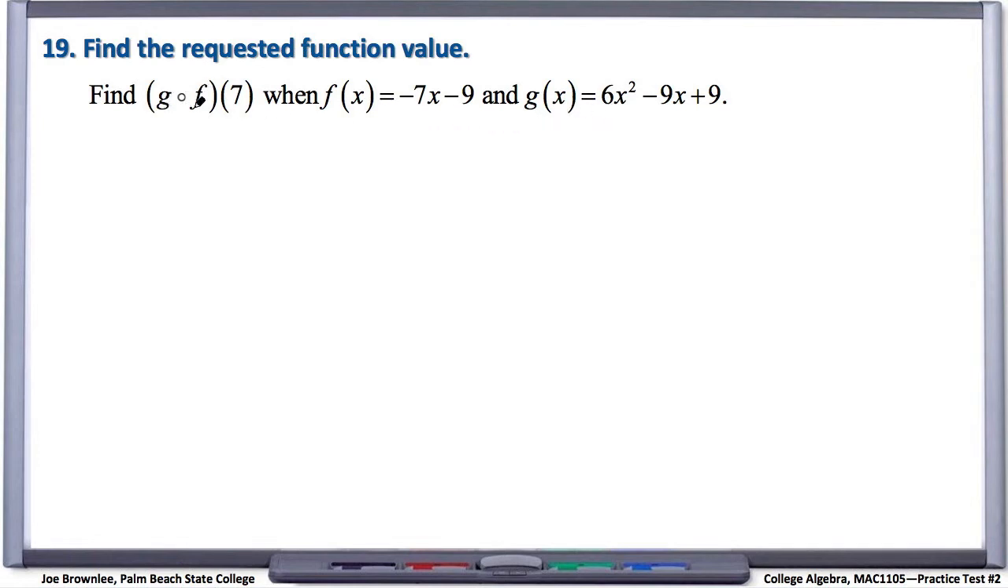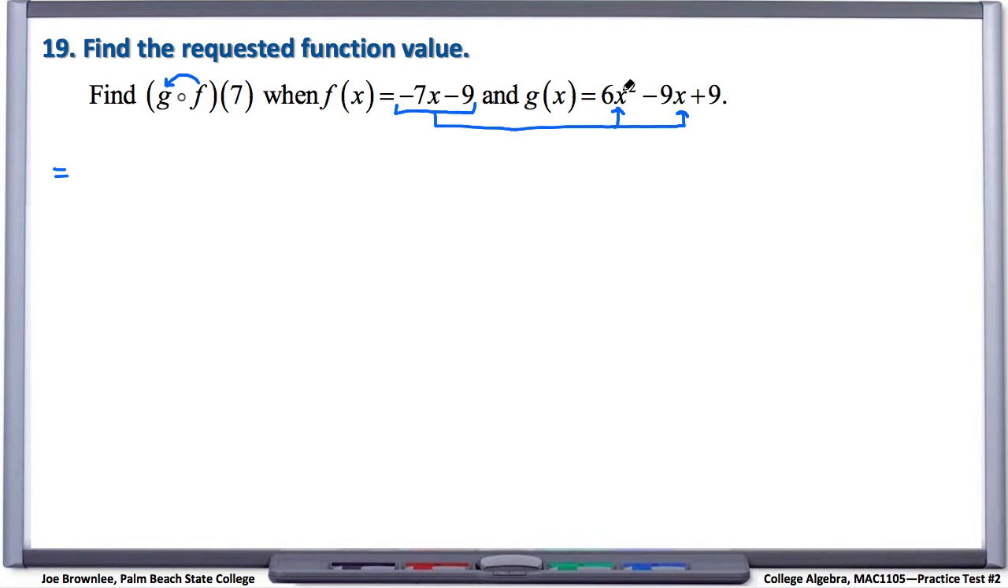And we know, especially if you've watched question 18, video 18, that g of f means we're going to take the f function and plug it into the g function. So we're taking the f function, and anywhere we see an x in the g function, we're going to plug in the f function. So let's see what that looks like.